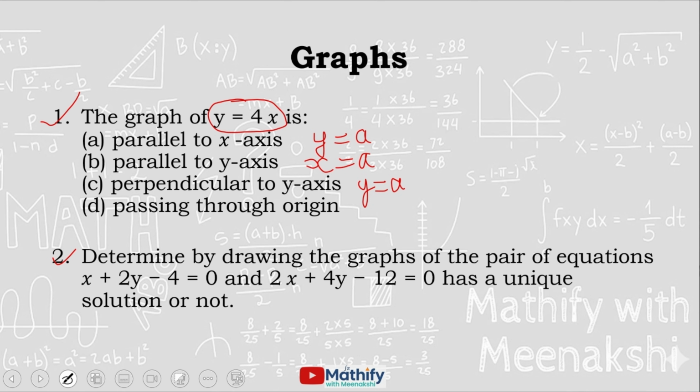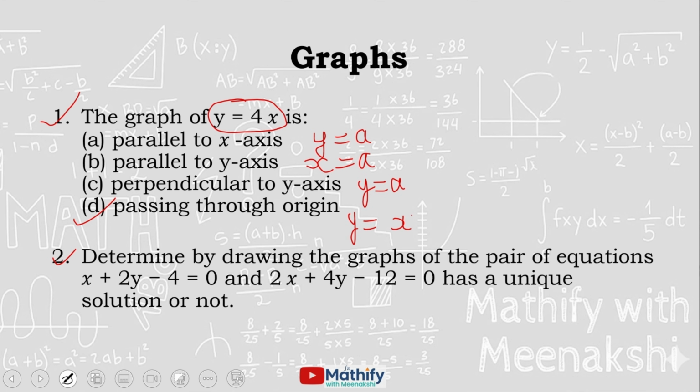Last is passing through origin. The general equation of a line passing through origin is y equal to x, where you can add coefficients before y and x. So the correct answer is passing through origin. Even if you put the value of x as 0, you will get y also as 0. That means this equation passes through origin. Let's move to second question.